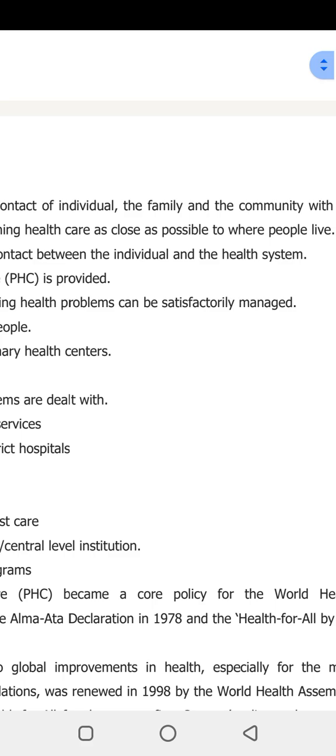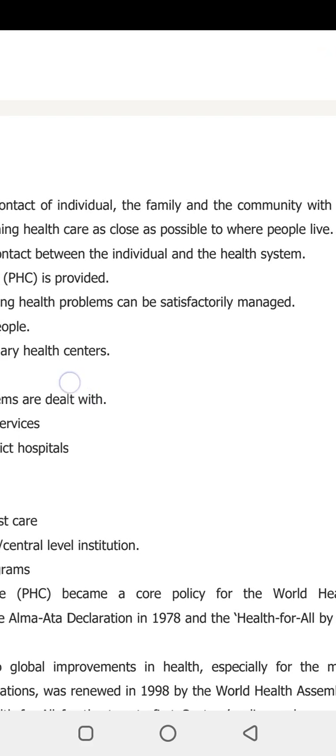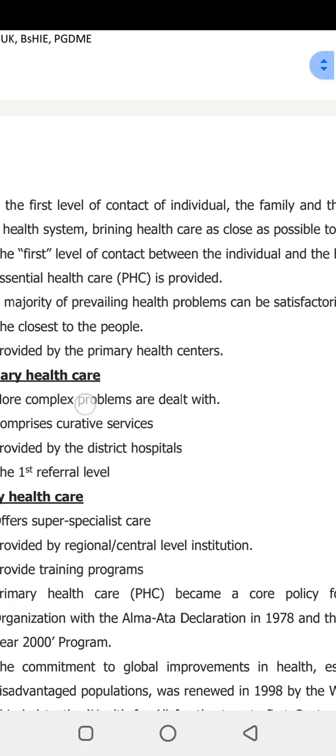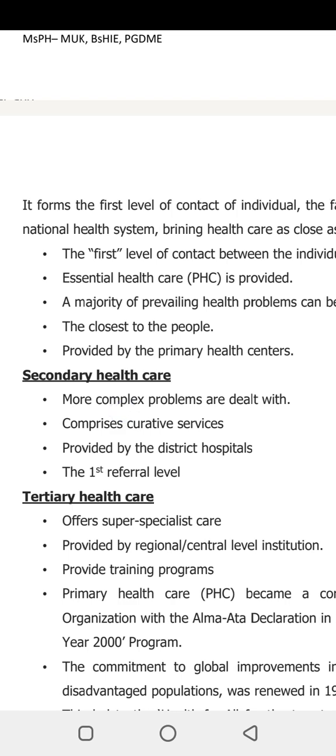This is the first level of contact between the individual and the health system. This is where we have the village health team accompanied by a primary health care expert who is centered within either a sub-county or a parish. Because we understand these primary health care experts are at least within every sub-county in the country. That's where they're based, and that's where you find them.